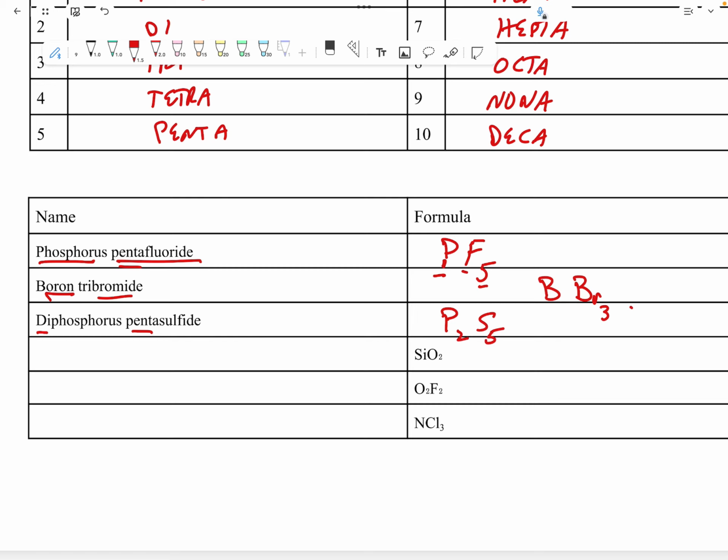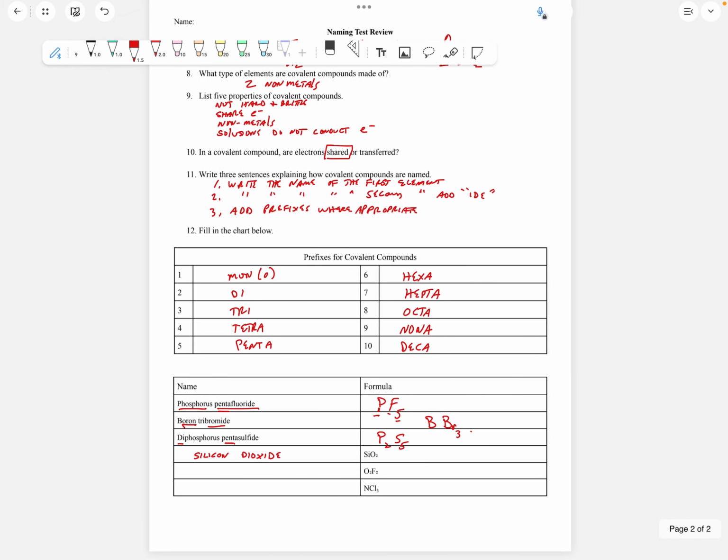SiO2, silicon dioxide. Okay. Here we have oxygen difluoride, or you can say dioxygen fluoride, doesn't matter. And then we have nitrogen trichloride. Anyway, those are your answers to this review.